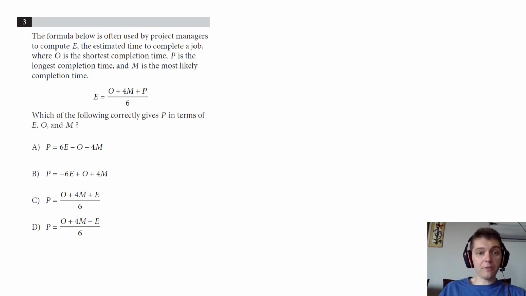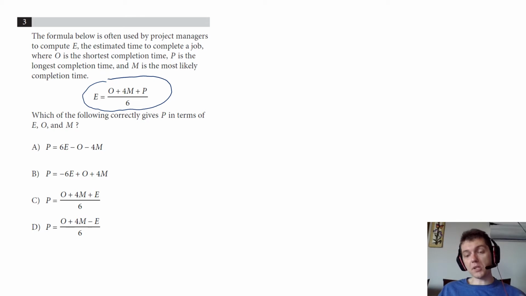Problem 3. The formula below is often used by project managers to compute E, the estimated time to complete a job, where O is the shortest completion time, P is the longest completion time, and M is the most likely completion time. They give all that right here. Which of the following correctly gives P in terms of E, O, and M?